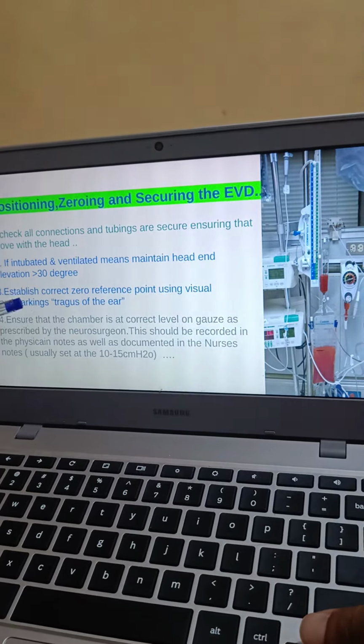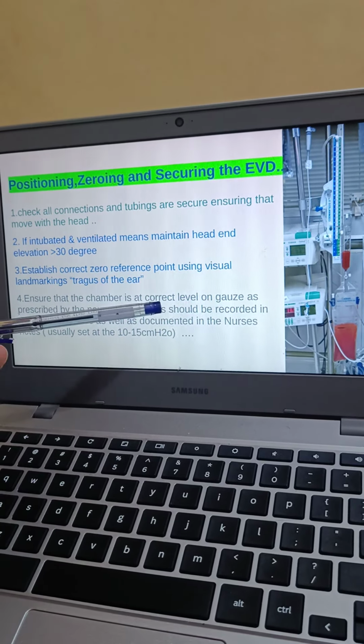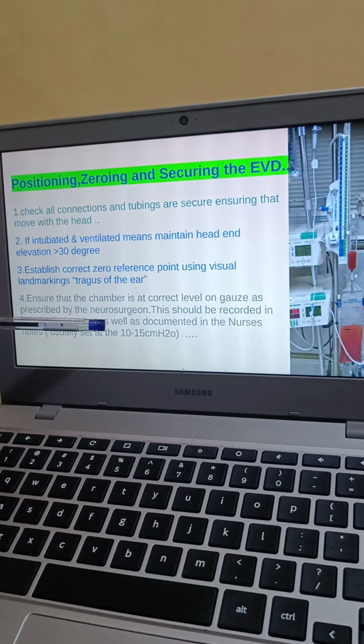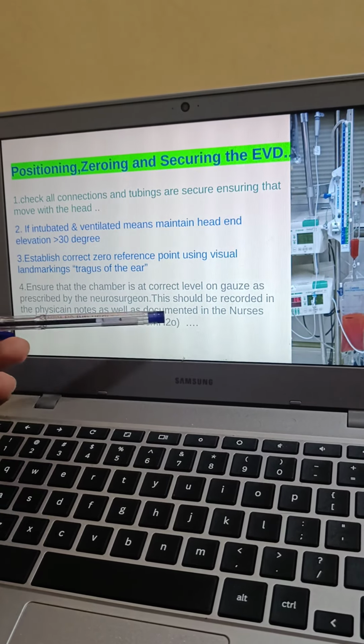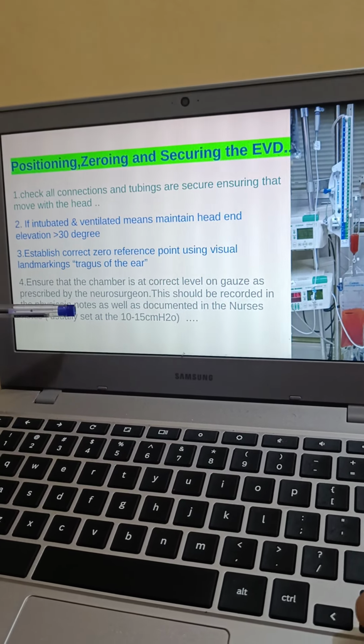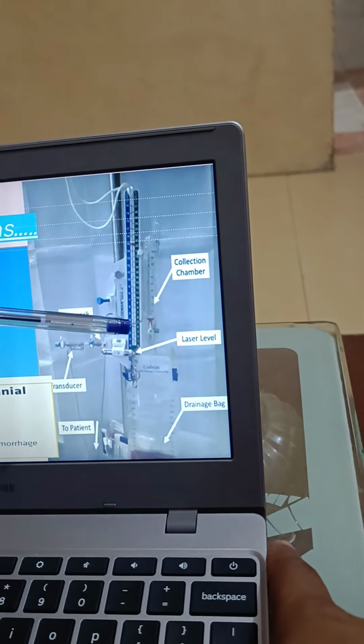Then establish the correct zero reference point using visual landmarking, the tragus of the ear, and ensure that the chamber is at the correct level and gauge prescribed by the neurosurgeon. This should be recorded in the physician notes as well as documented in the nurse's notes. See, this is the pressure they are setting here.